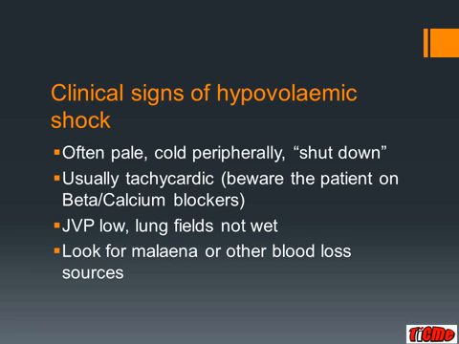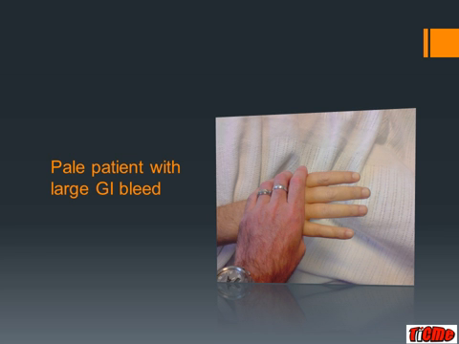You need to do a clinical exam looking for causes of blood loss if there's no obvious ones found. So for example, melena or PV bleeding might give you a pointer. Here's a photo of my hand next to a patient who came in with a massive GI bleed. Their hemoglobin was 30.